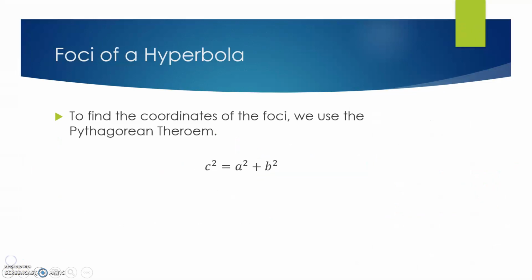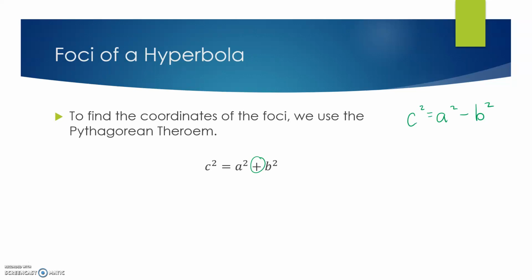Next, we talked about the foci of an ellipse, so today we have to talk about the foci of a hyperbola. Yesterday with an ellipse, it was c squared equals a squared minus b squared. Today it's going to be the opposite. Ellipses have the plus in the middle for their formula, and today we're dealing with x squared minus y squared. So the signs for the foci are always the opposite of what the sign is in the equation for the conic section. To find the coordinates of the foci, we use the Pythagorean theorem.